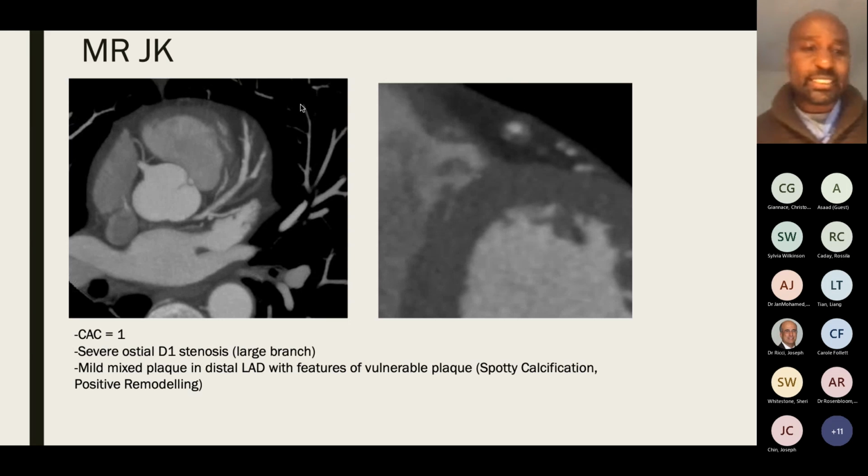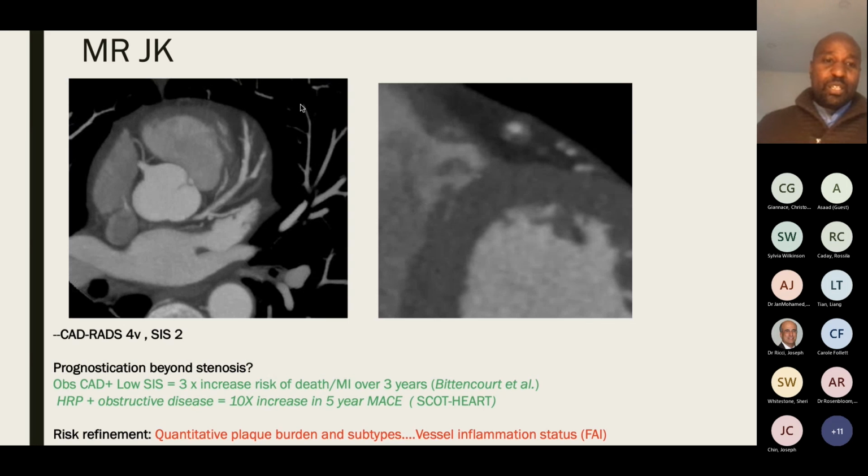He had minimal calcification. His calcium score was only 1, but again, in the report, we indicated he had a severe ostial D1 stenosis, and then a mild mixed plaque in the distal LAD with features of vulnerable plaque, namely spotty calcification and positive remodeling. So his CAD-RADS score was 4 because he had obstructive disease, and we put the qualifier V because he had vulnerable plaque in his coronary tree. His segment involvement score was only 2 because he actually only had 2 segments of plaque in that D1 and in that distal LAD.